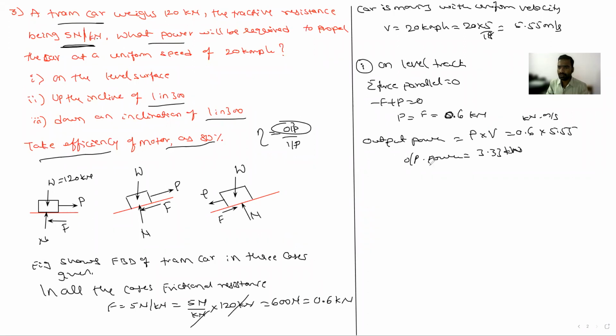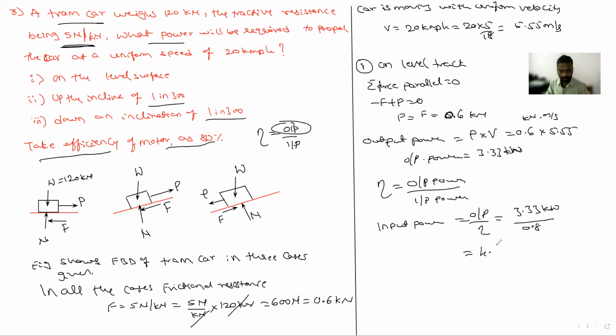Okay. Next. Once you know the output power, how to find the input power? Efficiency is equal to what? Output by input. So I want to calculate the input. Efficiency is equal to output power upon input power. So input power is equal to output power divided by efficiency. The output power you have calculated is 3.33 kilowatt, divided by efficiency 0.8. So calculate. 4.16. Yes, you are getting 4.167 kilowatt.